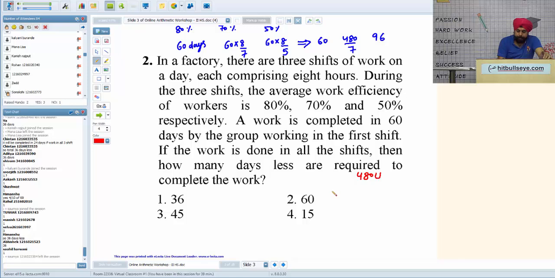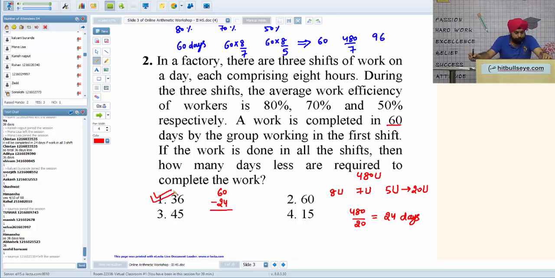So that means at 80% efficiency, they do 8 units a day. At 70%, they will do 7 units a day. At 50%, they will do 5 units a day. That means they will do 20 units a day if they work in all the 3 shifts. So that means the work can be completed in 24 days. Now students, as per the question, they have taken 60 days. Now if you finish it in 24 days, how many days less are being taken? So the answer becomes the first option.